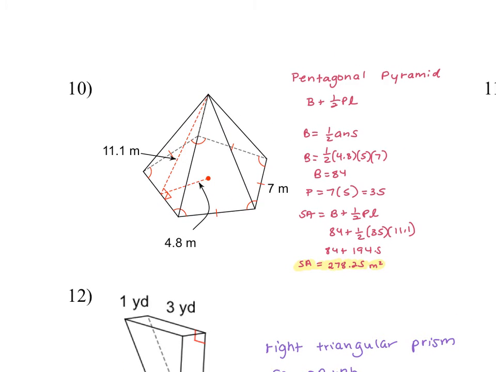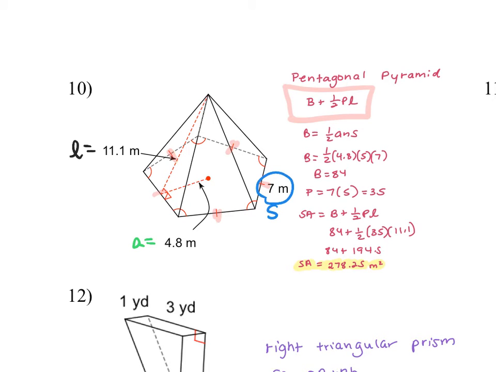This is a pentagonal pyramid. Again, it's a regular pyramid. Notice all the congruency marks here. So I know I can use the formula, which is area of the base plus 1/2 perimeter times slant height. My slant height is over here, it's the 11.1. All of my side lengths are the 7 over here, and my apothem is going to be the 4.8.